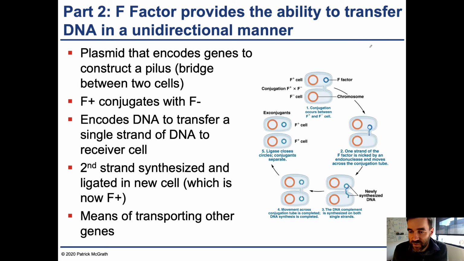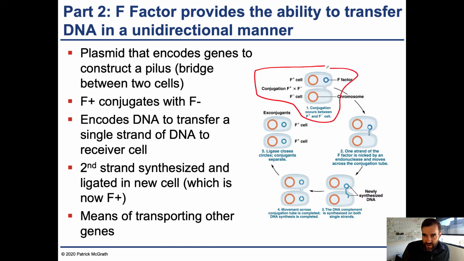How this works is best understood visually. You have two different cells. One of these cells is an F plus cell, and one is an F minus cell. The F plus cell is able to create the pili, and it creates an actual bridge between the two bacterial cells. So this conjugation has occurred. The F factor does not undergo DNA replication here. Rather, one strand of this double-stranded DNA is nicked, and then a single strand can be sent across this pilus into the new cell.